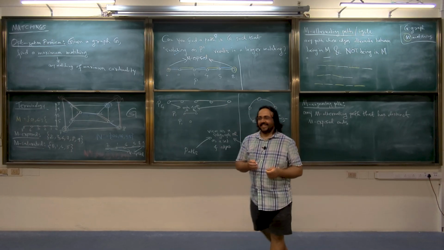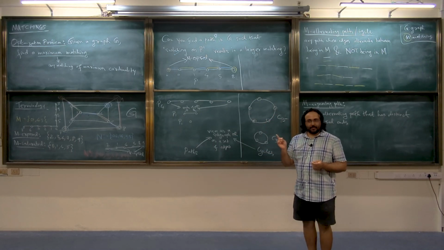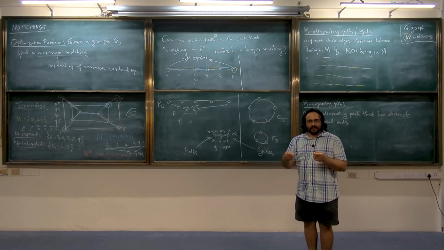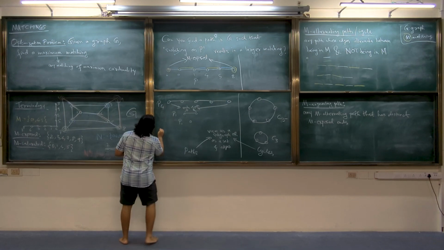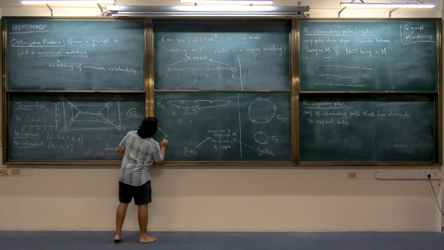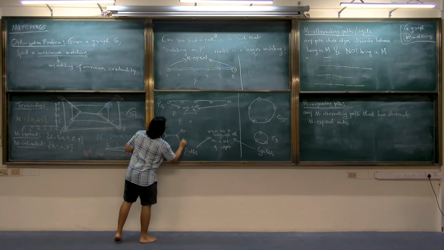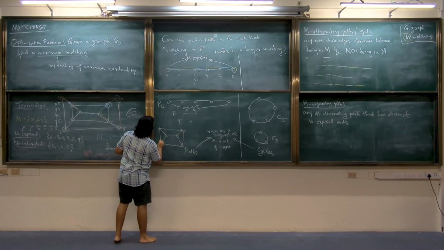So, good. Everybody agrees this is an augmenting path? And if you switch on this path, what do you get? A larger matching. And in this example, it happens to be a perfect matching. Okay. Fine. Good. So now coming back to the straightforward example I wanted, for which I need a straightforward class.